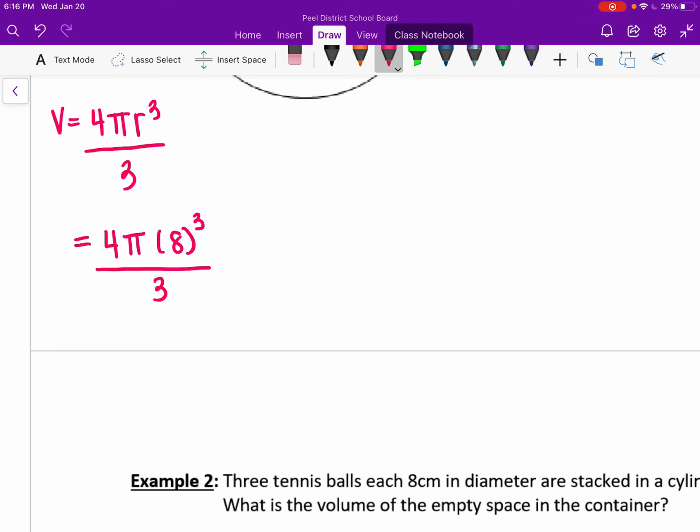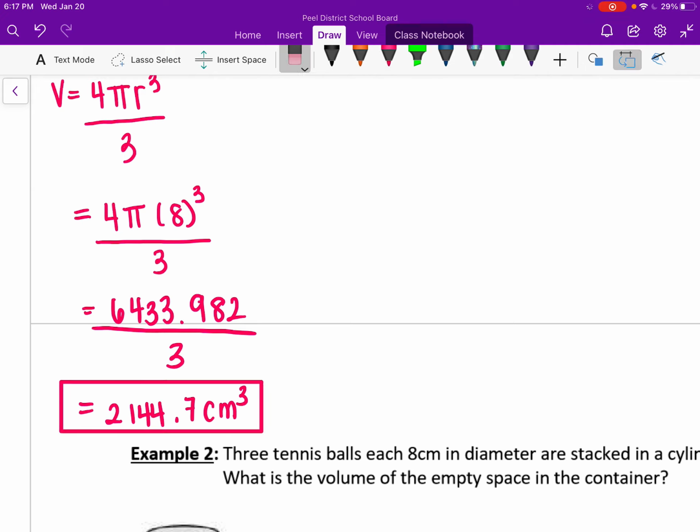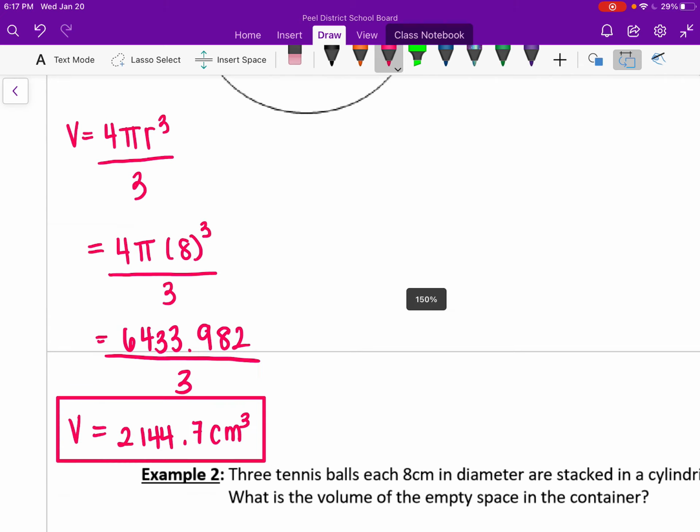8 to the power of 3 is 512, times 4 times pi is going to be 6,433.981982 divided by 3. And I'm going to use the answer feature on my calculator and just divide it so that I have maximal decimal places in there, right? And my answer is going to be 2,144.660585. And I'm going to round that to 2,144.7 centimeters cubed, right? And that is my overall answer for volume. So I'm going to go back here and change this. I'm always going to want to write volume equals. Okay, so volume equals that.